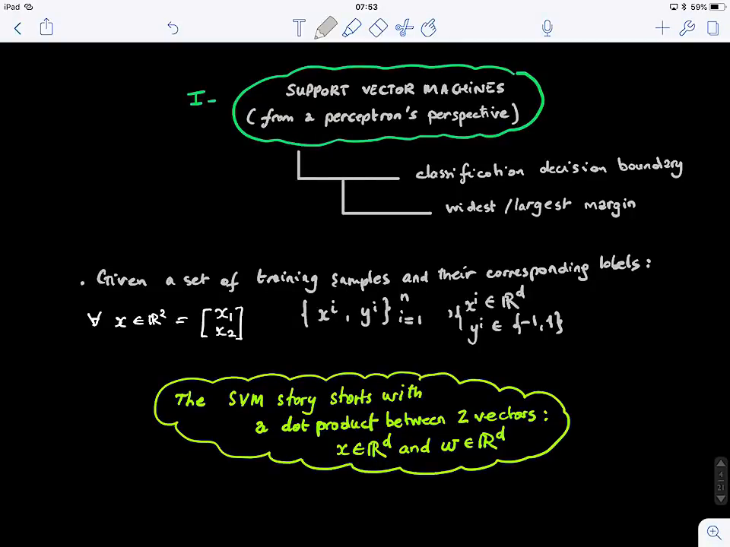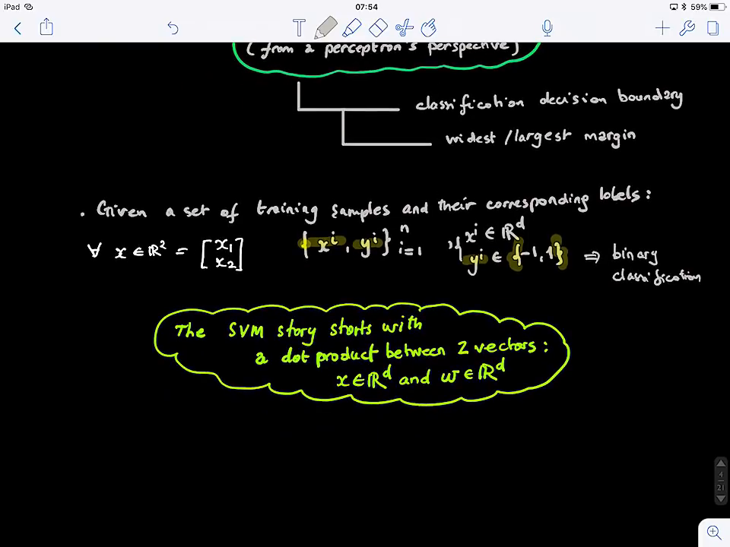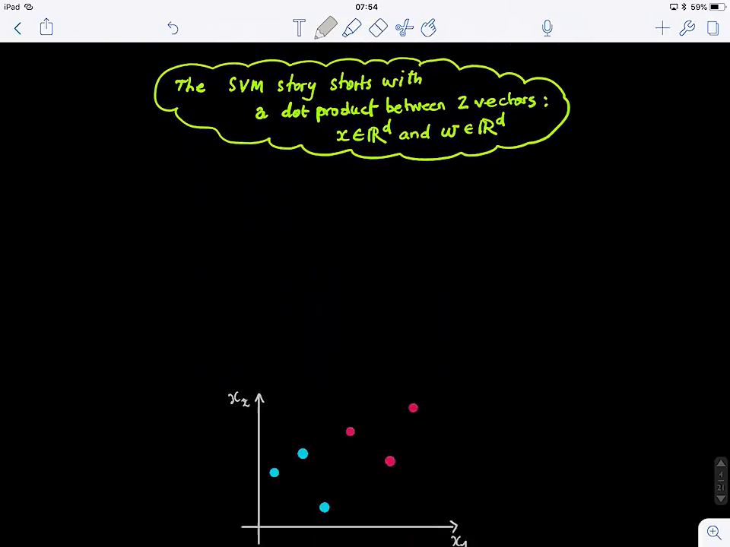So our goal is to learn how to classify a set of training samples xi with labels yi, and yi here can take two different values. So this is what we call a binary classification. Okay, so we have two classes, right? So the goal is to find, as you guys remember, the hyperplane, or the decision boundary, that separates these two classes. And I would say the story of SVM starts with what we call a dot product.